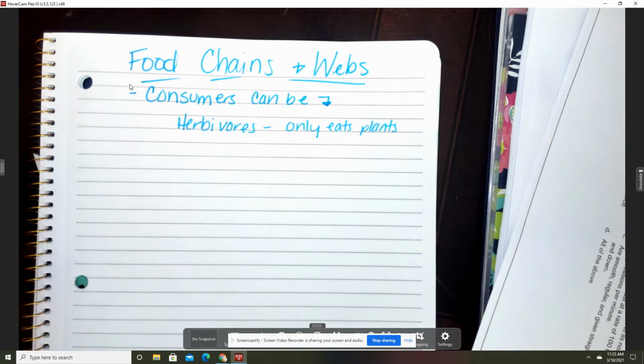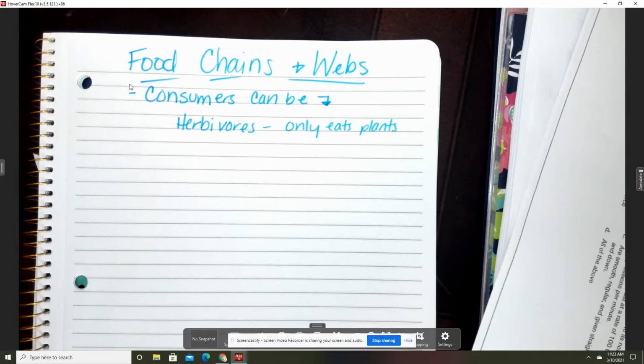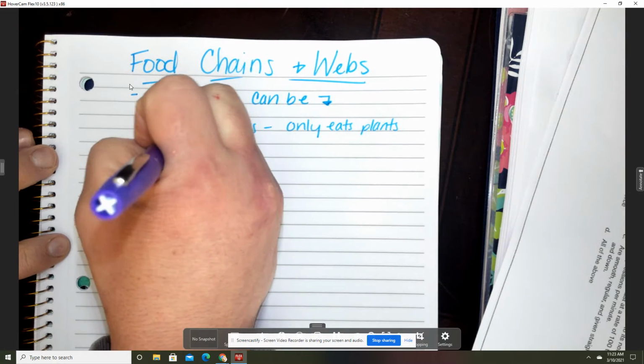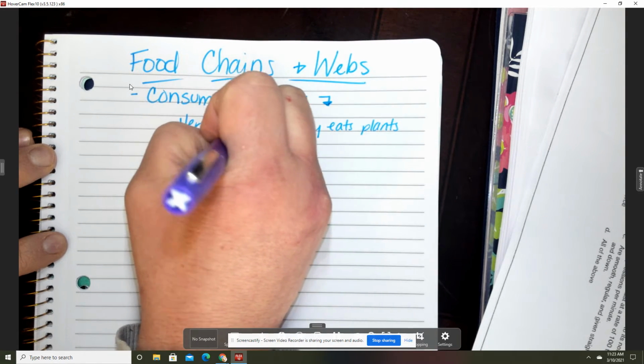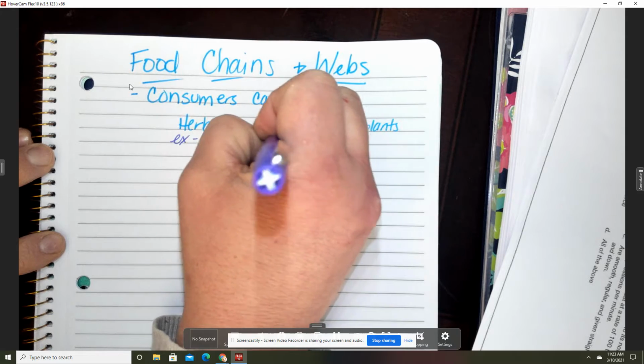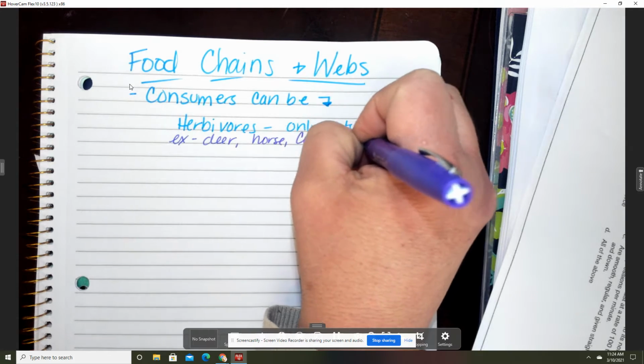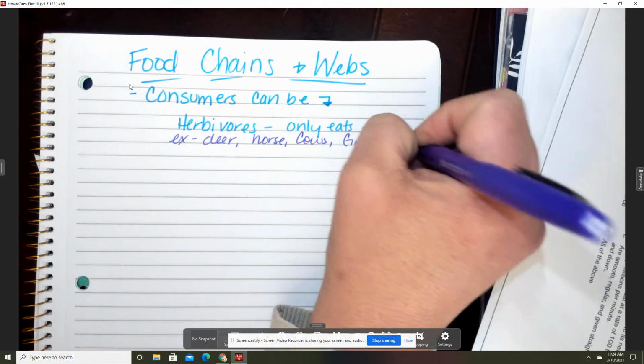So like deer, they are herbivores. They only eat plants. It always takes me a minute to think about herbivores. They only eat plants. Deer, horse, cows, groundhogs, and elephants. Let's go on and list those. Let me begin with a different color pen. So examples are deer, horse, cows, groundhogs. All right, and an elephant.